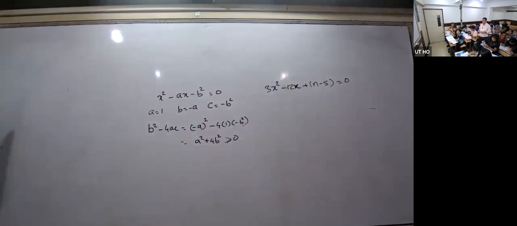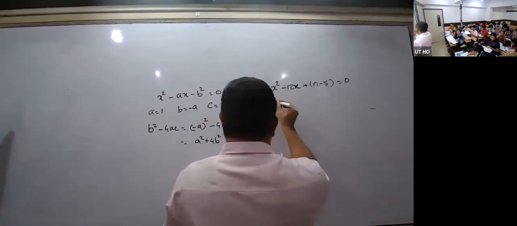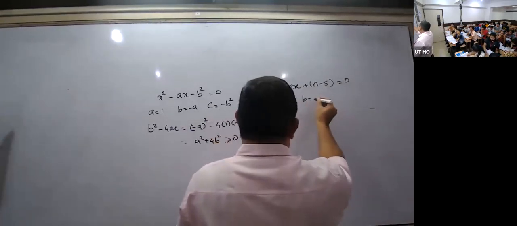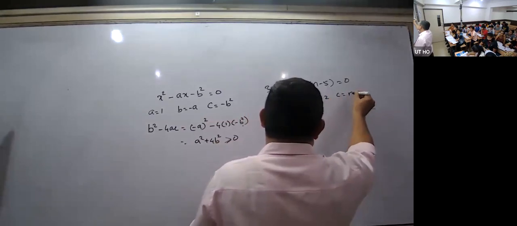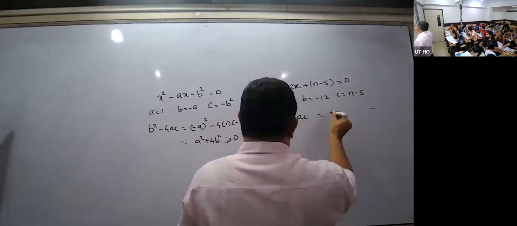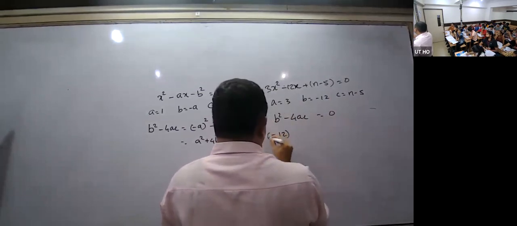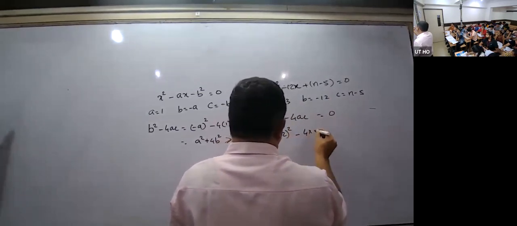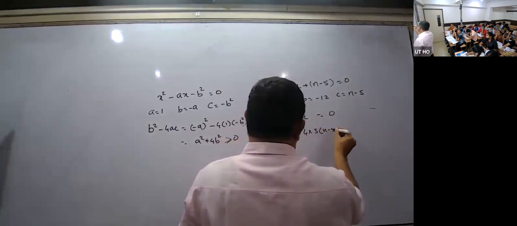So when the roots are equal, b square minus 4ac equal to 0. So you have the value of a is 3, b is equal to minus 12, c is equal to n minus 5. So b square minus 4ac is equal to 0. Minus 12 whole square, minus 4 times 3 times n minus 5.